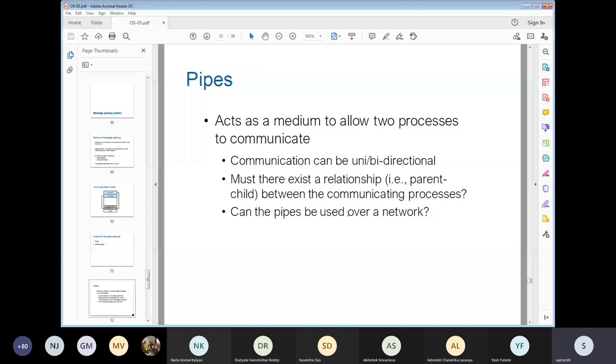Send and receive can be used, but if you want to work over a network, that would require some other mechanisms like sockets, which you will study in the networks course. But yeah, this is an interesting question. Must there exist a relationship between the communicating processes? Can it be that only a parent and child can communicate via pipes? Or can any two processes communicate via pipes, even if they are not parent-child?